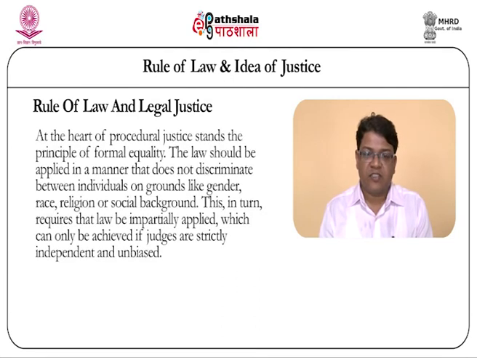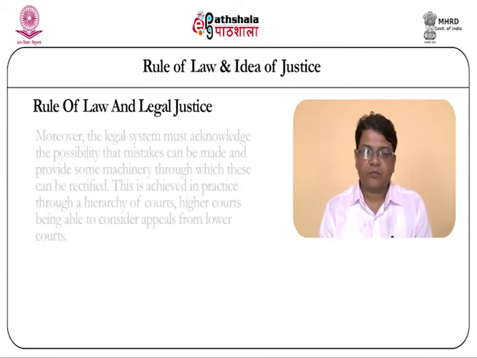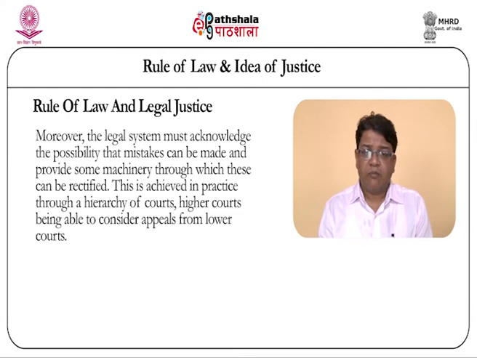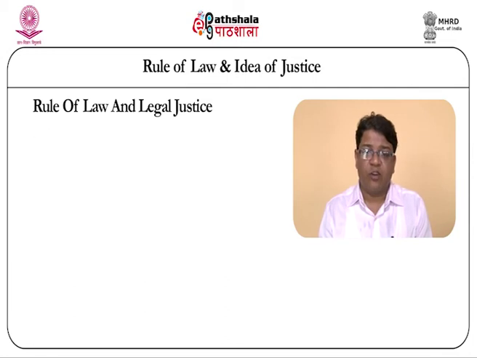At the heart of procedural justice stands the principle of formal equality. The law should be applied in a manner that does not discriminate between individuals on grounds like gender, race, religion, or social background. This in turn requires that law be impartially applied, which can only be achieved if judges are strictly independent and unbiased. Moreover, the legal system must acknowledge the possibility that mistakes can be made and provide some machinery through which these can be rectified. This is achieved in practice through a hierarchy of courts, higher courts being able to consider appeals from lower courts.